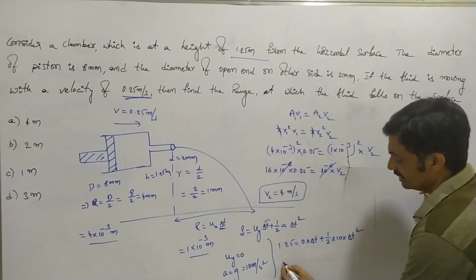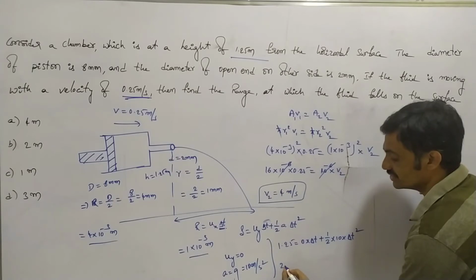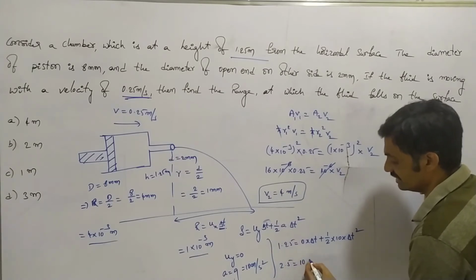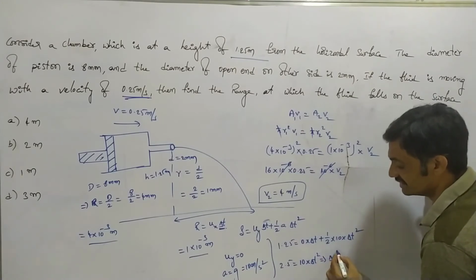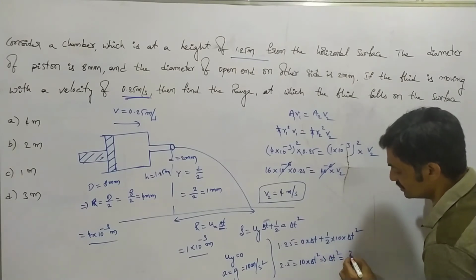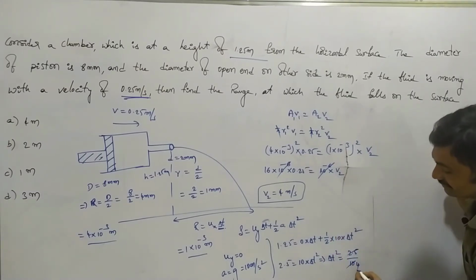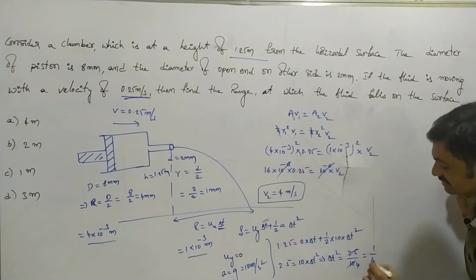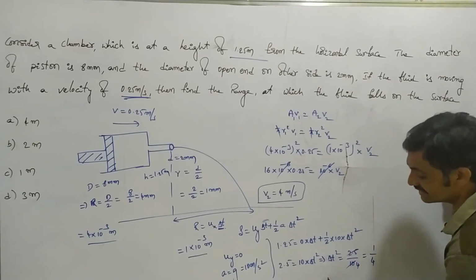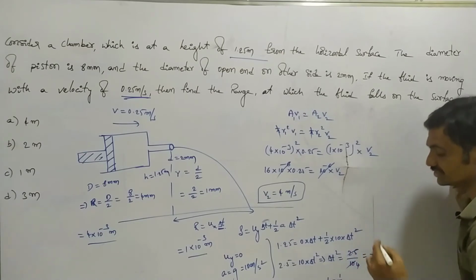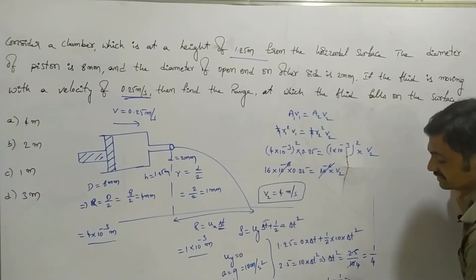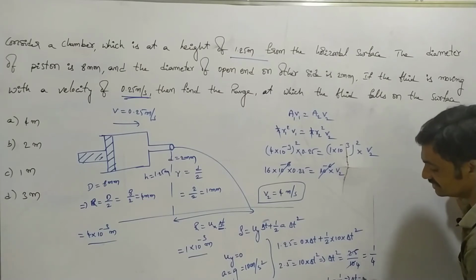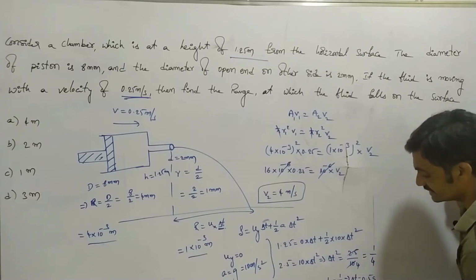So 1.25 into 2, nothing but 2.5, equals 10 into delta t square. Based on that we can represent delta t square equals 2.5 by 10. So here we get delta t square equals 1 by 4. Then delta t equals 1 by 2, as we apply square root on both sides, nothing but delta t equals 0.5 second.